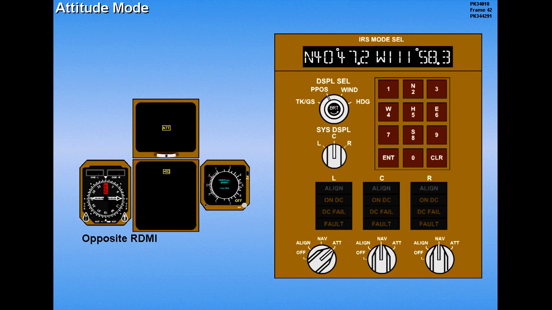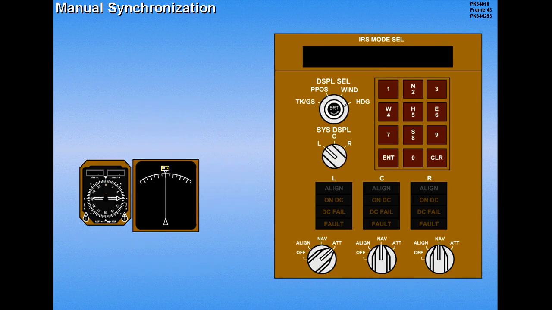While in the attitude mode, the IRS also supplies heading information to the flight instruments. However, this heading information will be unsynchronized. Manual synchronization of the HSI to the compass is accomplished by entering the current heading into the data display.